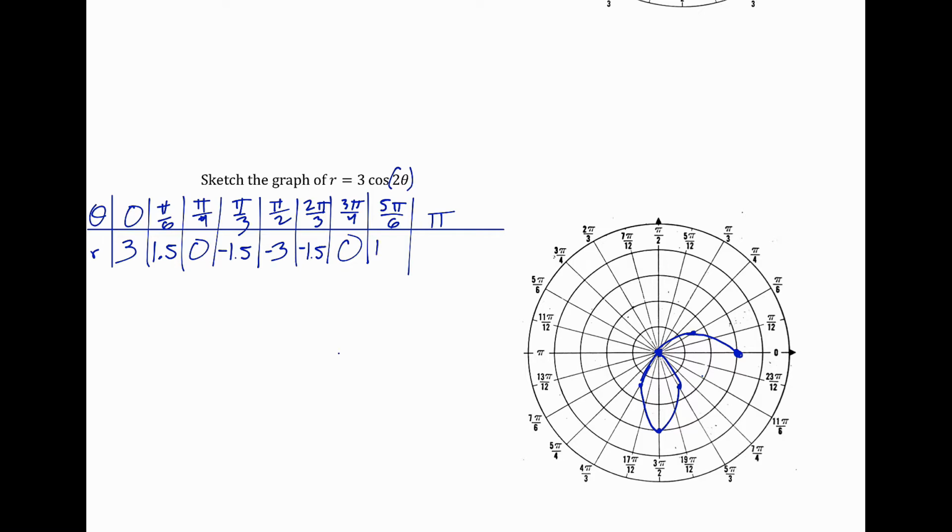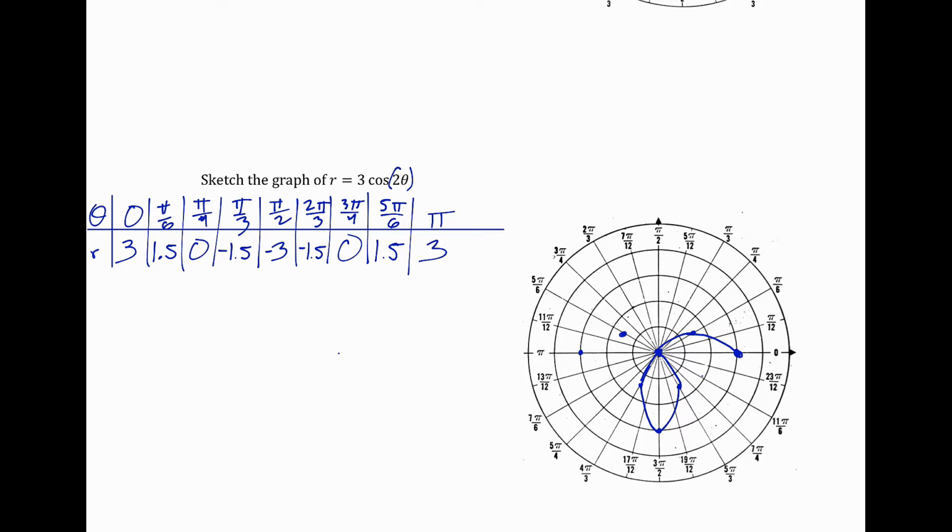5 pi over 6. You plug that in, we end up with 1.5. So facing 5 pi over 6, we actually get to go 1.5 in that direction. We don't have to go backwards or anything, nothing fancy. There we go. And if you plug in pi, you end up with a value of 3.